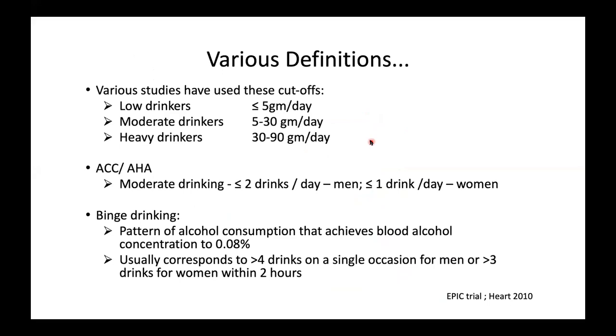Regarding alcohol, there are various definitions: low drinker less than 5 gram per day, moderate drinker 5 to 30, and heavy drinker 30 to 90. The AHA recommendation is that moderate drinking can be allowed, less than 2 drinks per day, or less than 1 drink per day in women. It is important to note that most of the time we are having binge drinking.